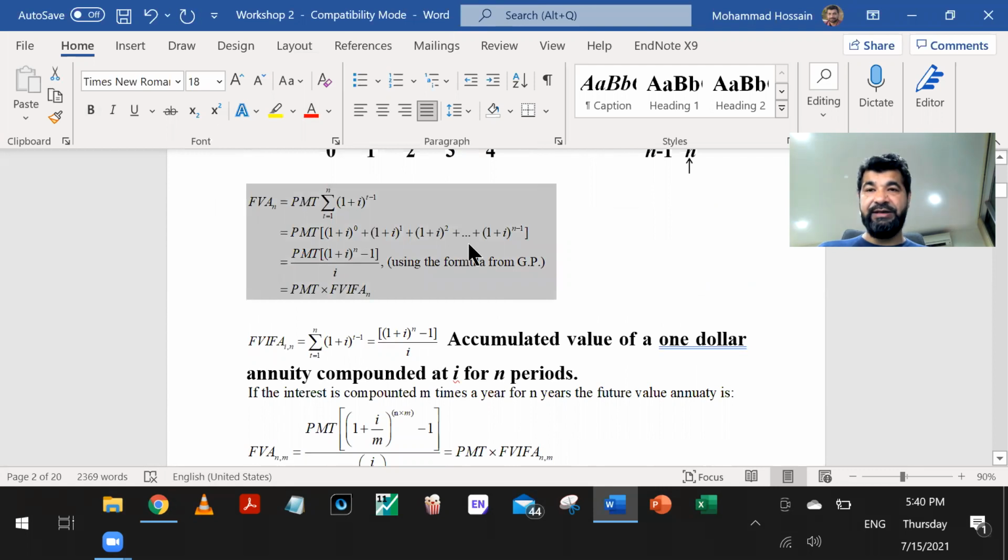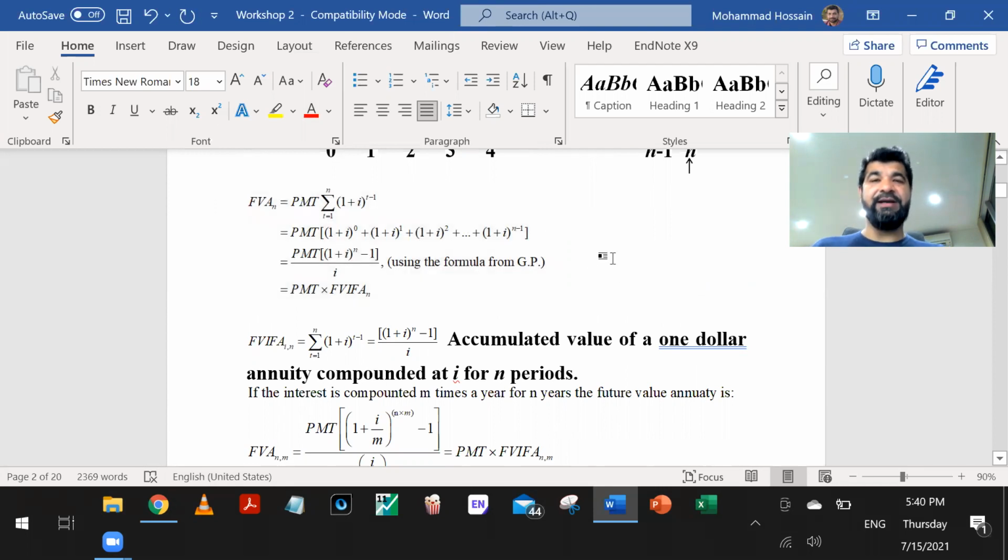Let me make it a little bit bigger so you guys can see. Is it big enough, or do you want me to make it bigger? Can you guys see this? I think it's visible. Okay, good. So this is the formula we use.